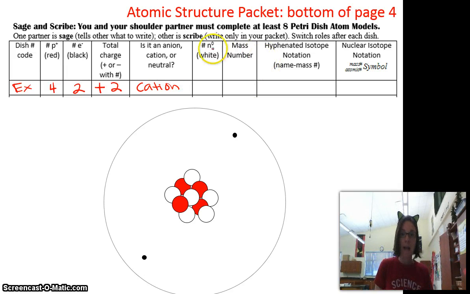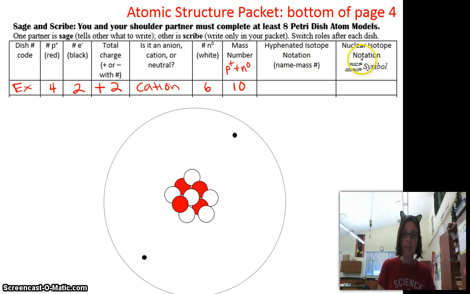Then the next thing it asks for is the number of neutrons. They're the white beads in the nucleus. So I would count 1, 2, 3, 4, 5, 6, and I'd write my 6 right there. Now it wants the mass number, and I recommend you write this in on your chart so that you remember mass number is the sum of the things in the nucleus. It's the protons plus the neutrons. So I'll take this 6 and I have to go way back over here and add it to this 4, and I get that my mass number is 10.